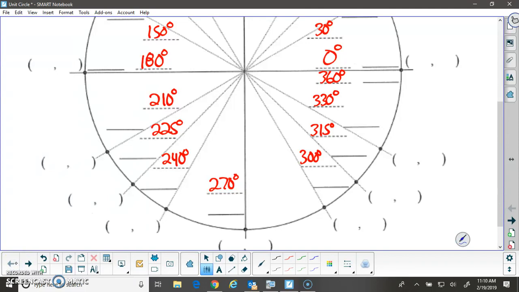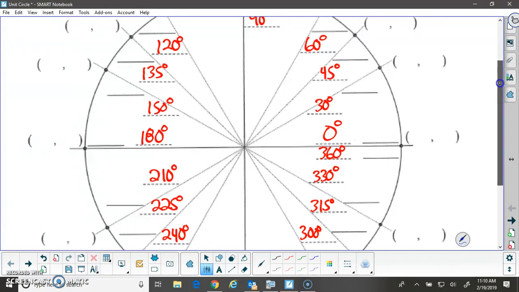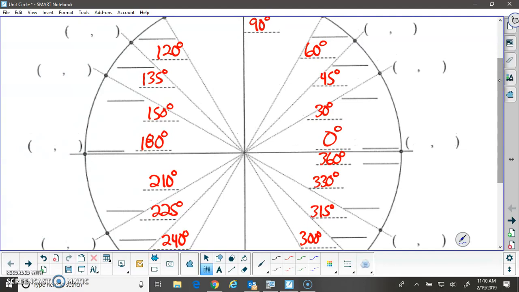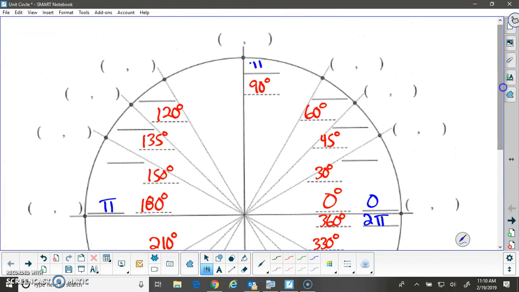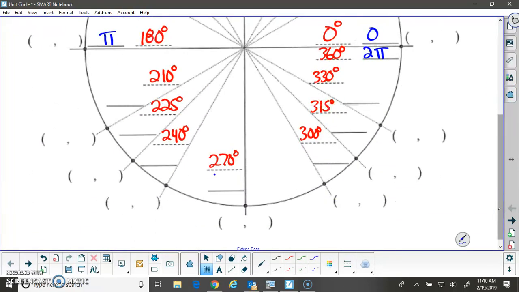Now we can do the same thing on the circle, but with radian measure. So again, we start over on the positive x-axis, which is 0 radians. All the way around is 2 pi. Halfway around is 1 pi. At the very top would be half a pi. And at the bottom would be 1.5, or 3 pi over 2.